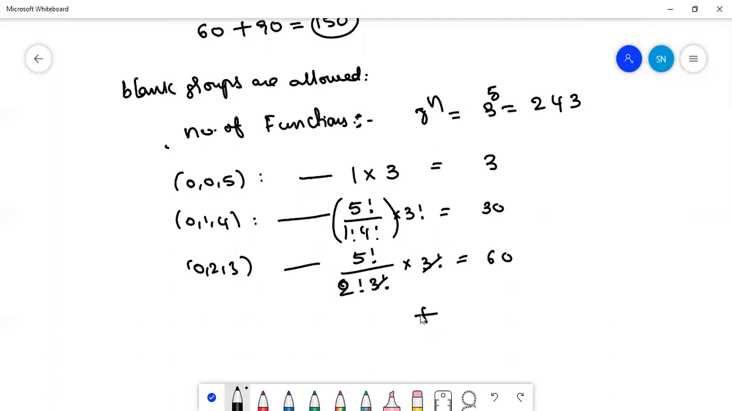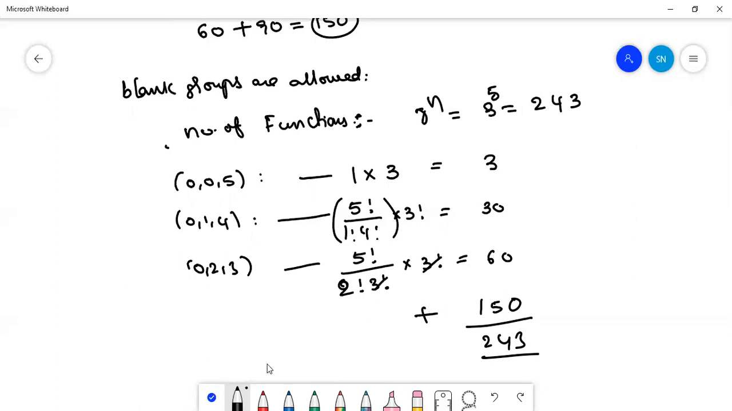Plus the not-blank groups. That we have already calculated in the previous case, that is 150. 150 plus 93, this is 243. So how is it coming out? I hope this third point is much clear.